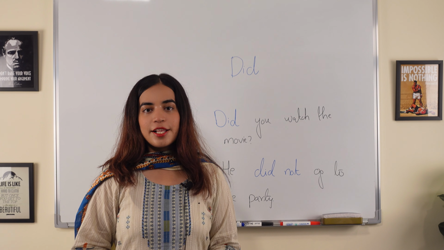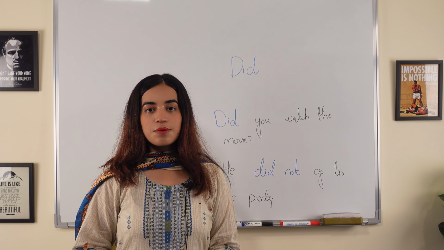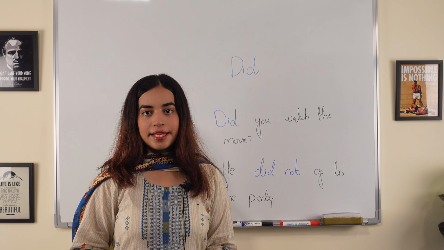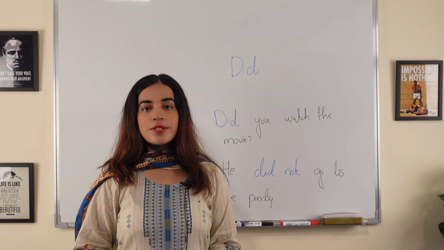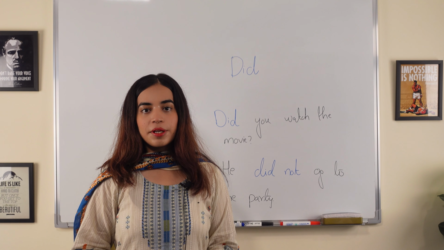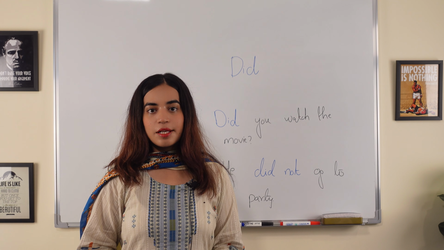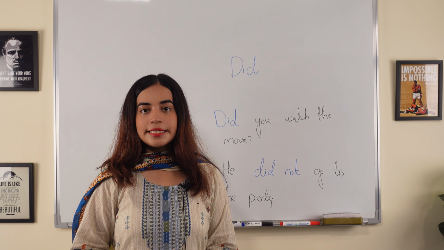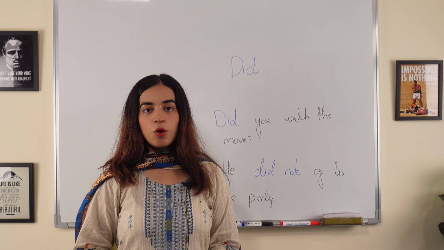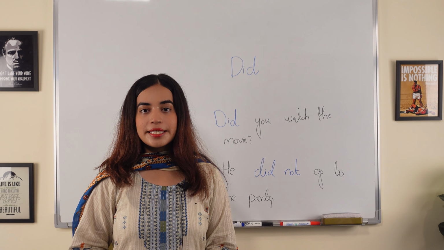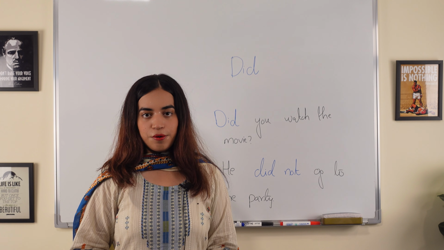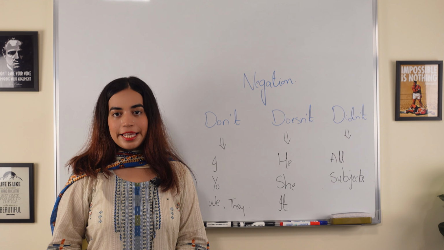Moving on, let's say hello to our friend did. This word is a past tense helper. It helps us talk about something that happened in the past. We use did with all subjects when forming questions or negative sentences in the past tense. For example, did you watch the movie? Or he didn't go to the party. One key thing to remember about did is that it's followed by the base form of the verb, not the past form.